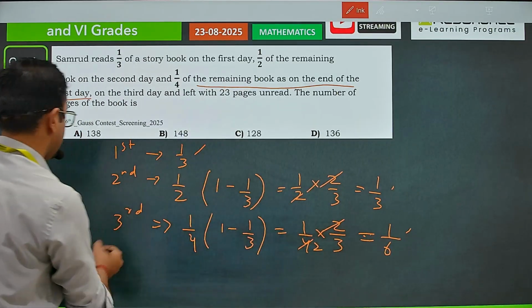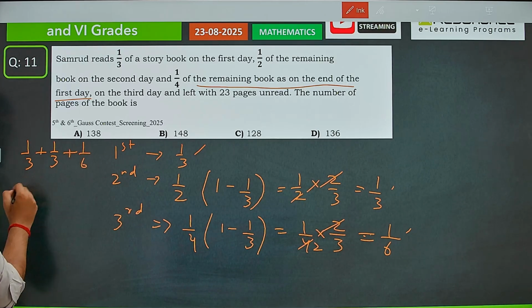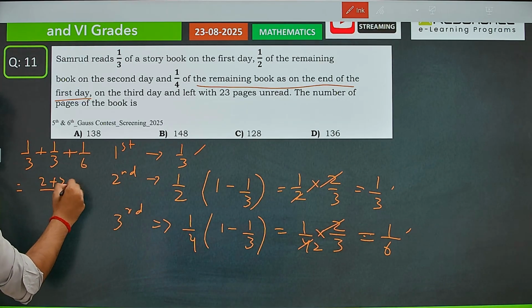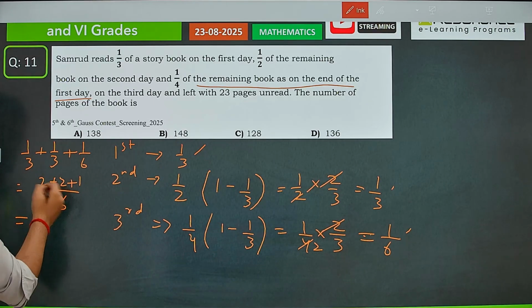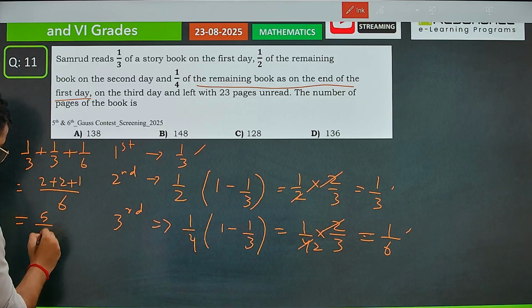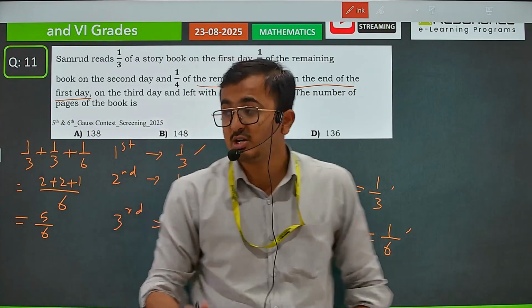Let's add it up. 1 by 3 plus 1 by 3 plus 1 by 6. LCM is 6, so 2 plus 2 plus 1. So 2 plus 2 is 4, plus 1 is 5 by 6. So 5 by 6 part of the job is done.